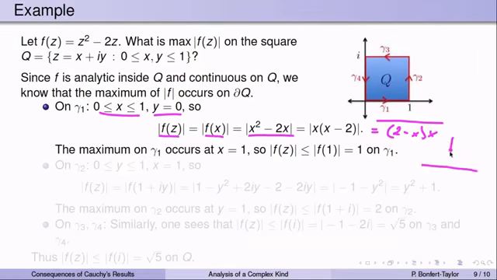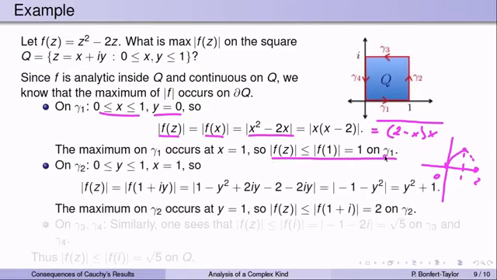What does that function look like? (2 − x) times x is actually an upside-down parabola that intersects the x-axis at 2 and 0, and so its maximum must be at 1. We're only interested in this portion anyway. And so the maximum is right there, and the maximum occurs at x equals 1, and f(1) is equal to 1. So we know that on gamma 1, |f(z)| is bounded by 1. We do the same thing for gamma 2.